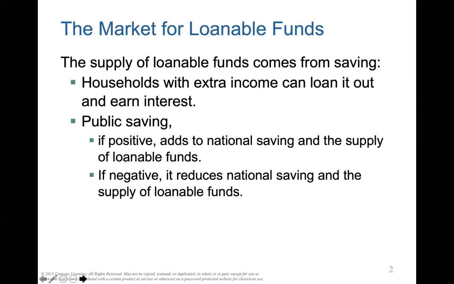Public savings, if possible, would be when there's additional money available. Now, how would there be additional money available? This would mean that the amount of money that comes in taxes minus the amount the government spends is a positive number. If the amount that comes in taxes minus the amount the government spends is a negative number, then that in turn does what? It reduces the amount of national savings there is available and thus the supply of loanable funds.